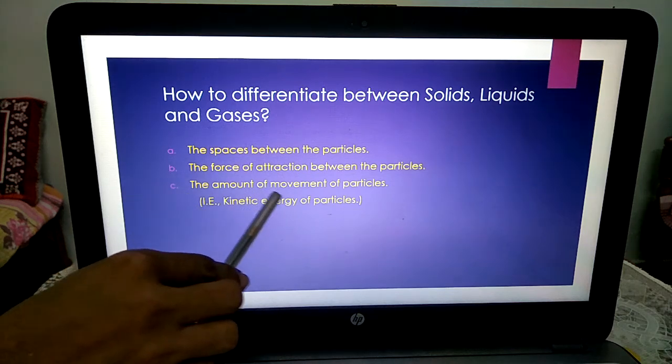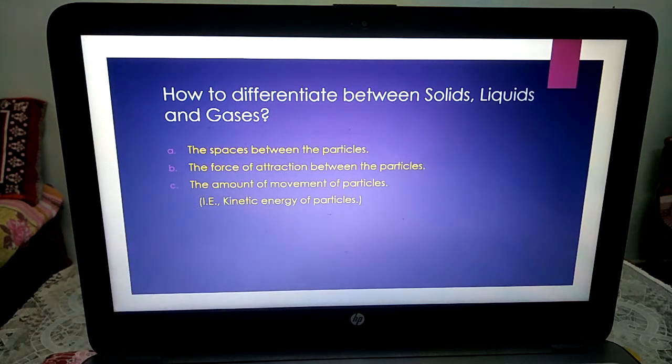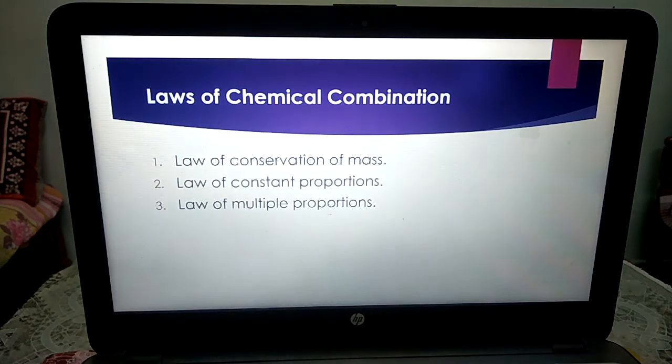The amount of movement of particles, that is, the kinetic energy of particles. Now in solids, the particles do not move, or if they move, it will be a very slight movement. But in liquids, somewhat of movement will be there. And in gaseous particles, there will be much more movement. The particles will be moving from one place to another. That's why air goes from one place to another.